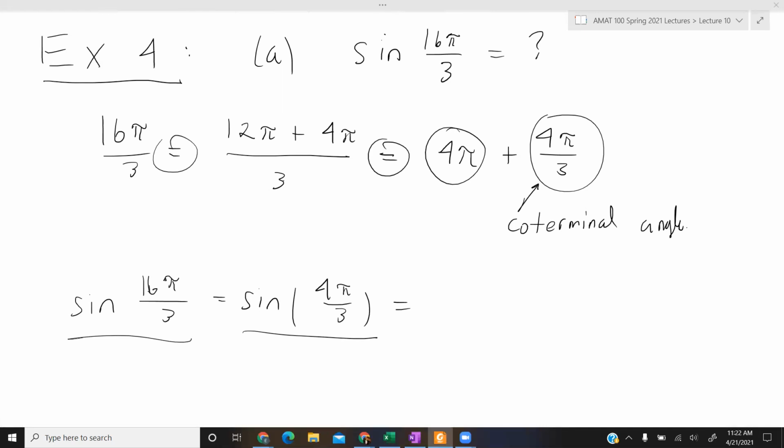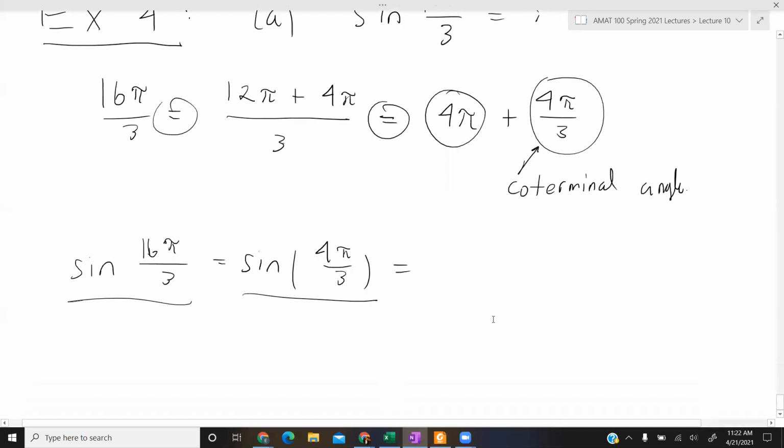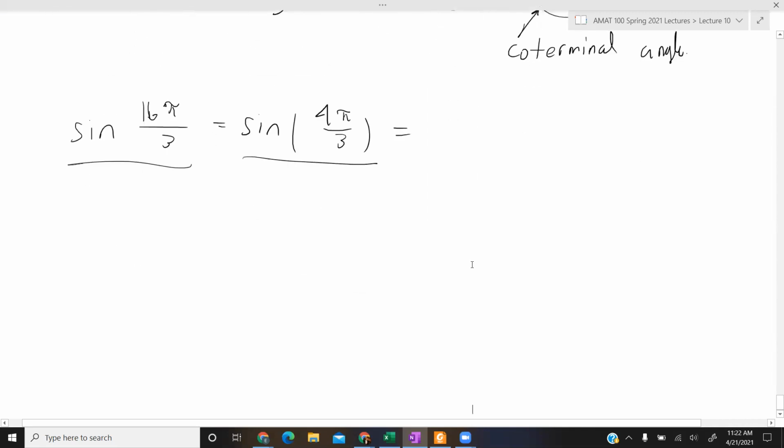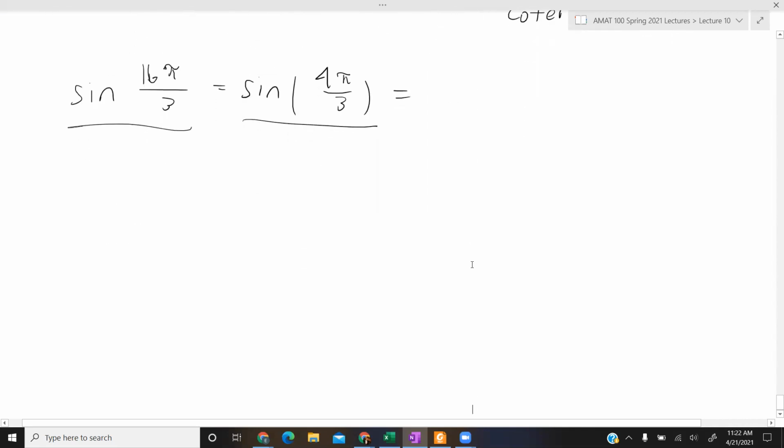Now we want to find the reference angle. So we found the coterminal angle to simplify this, because this is a large angle and it corresponds to revolutions around twice, which will land you back at the same spot. But now we want to find the reference angle. So we have 4 pi over 3.